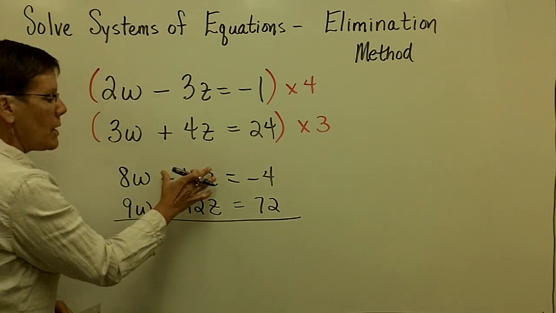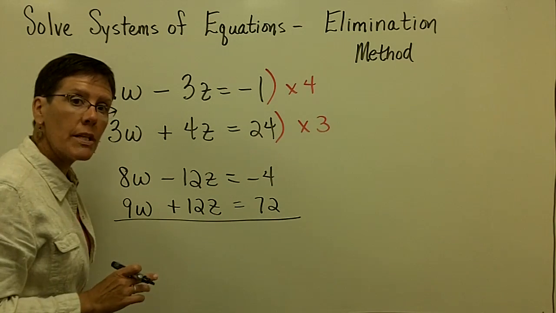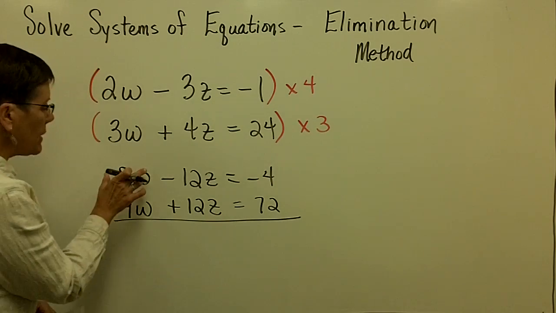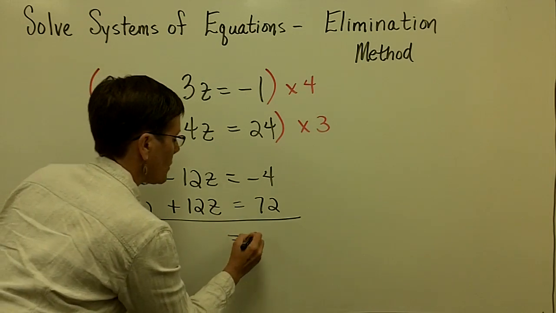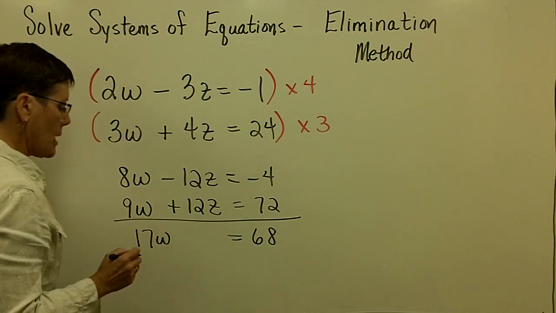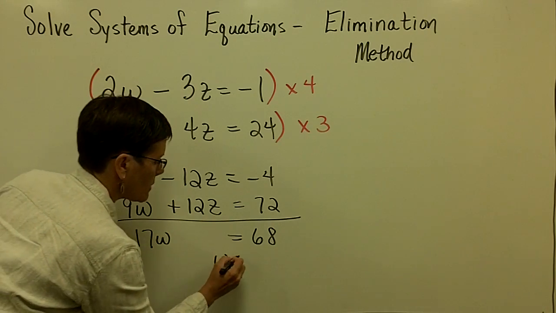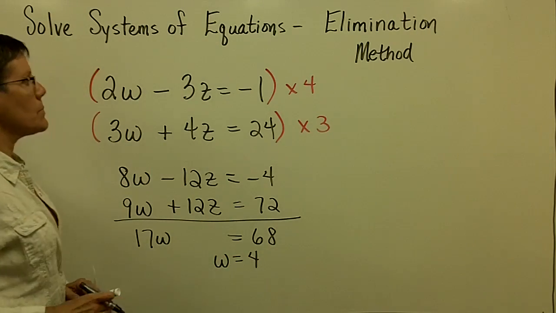And then finally, the z terms will disappear because they are like but opposite in sign, and this 8 and 9 is 17w, and over here I have a 68. And I'm pretty sure 17 divides into 68 4 times.